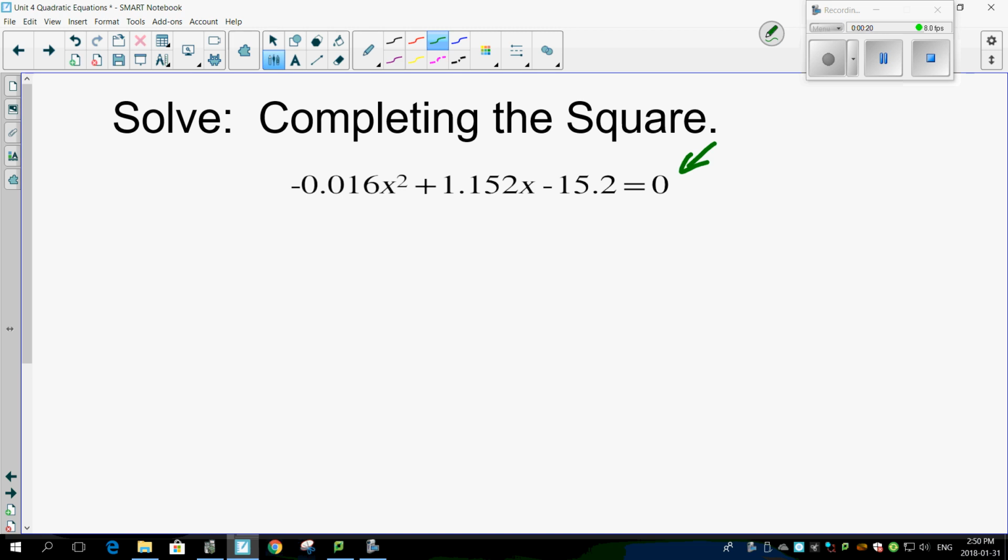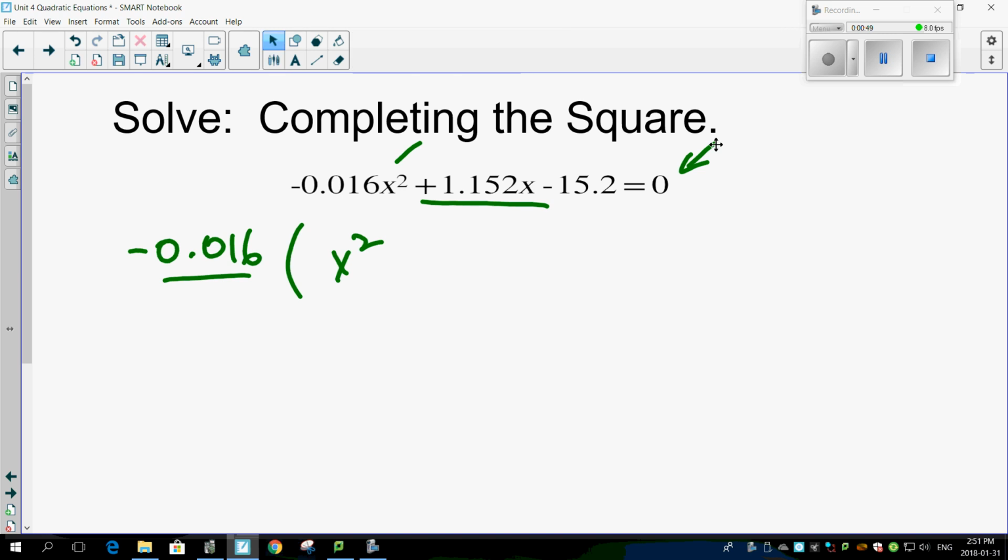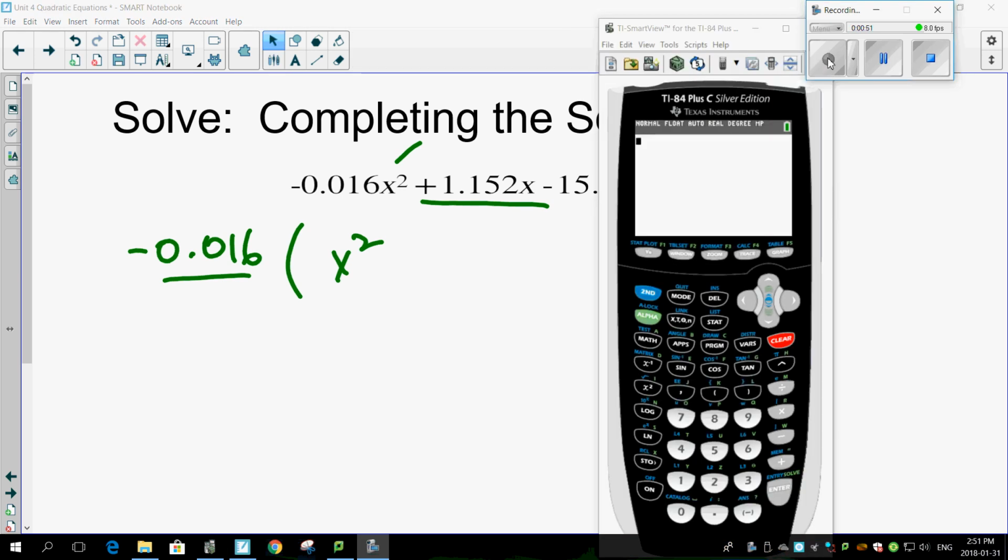So you can actually factor out the negative 0.016 and then eventually cancel it all out. GCF it. Let's go. I'm going to need my calculator for this. When you divide this whole thing by negative 0.016, the only one I can do in my head is this one. This gives me x squared. But now, let's divide this guy out, 1.152 by negative 0.016. So here's my calculator right here.